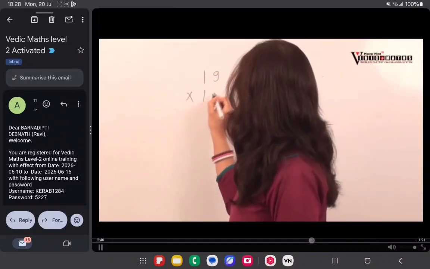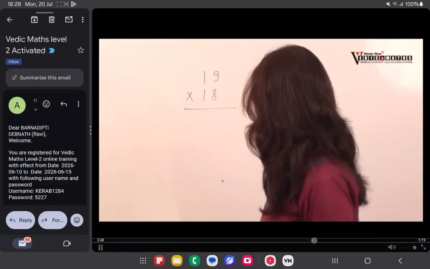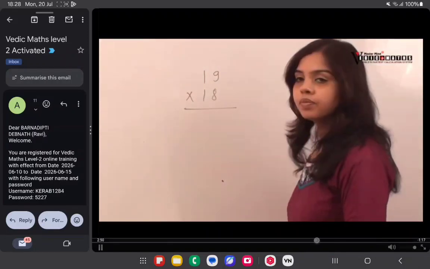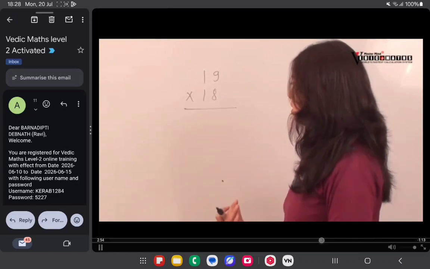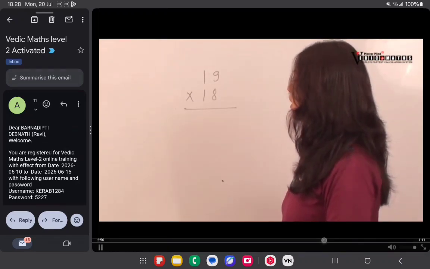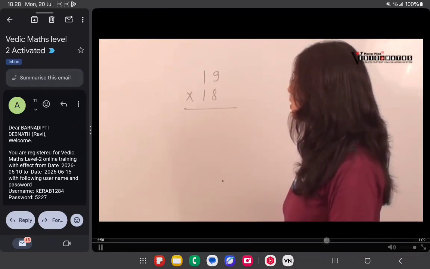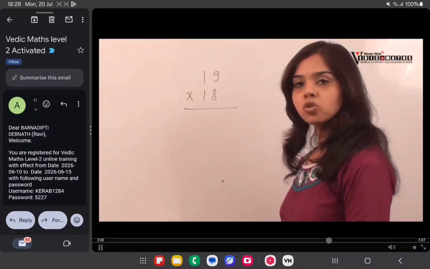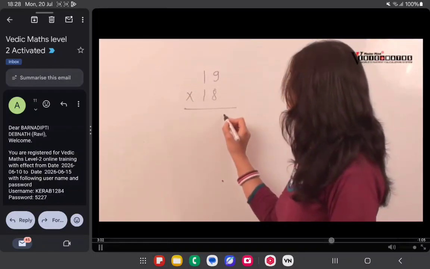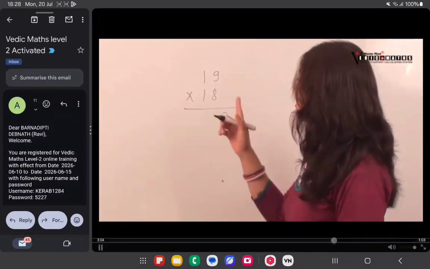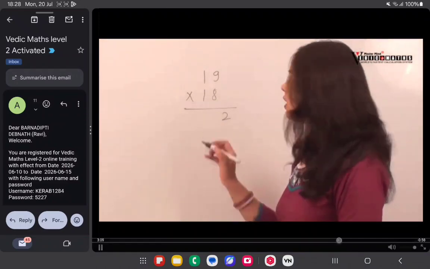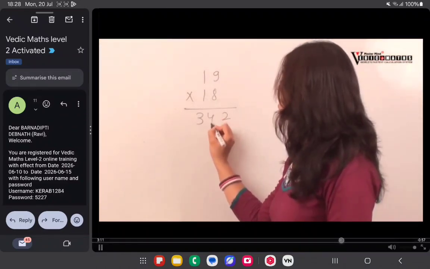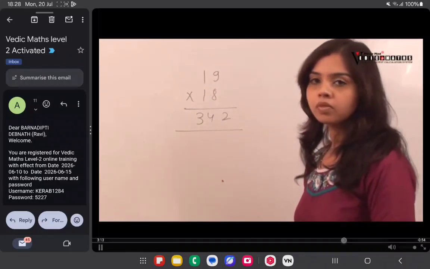Our question is 19 into 18 and we have to solve it mentally. Base of 19 is 20 and complement is 1. Base of 18 is 20 and complement is 2. So 1 into 2 is 2 and 19 minus 2 is 17 into 2 is 34. So our answer is 342.